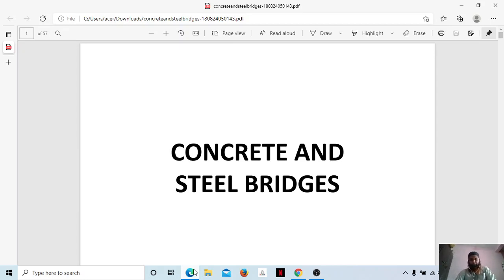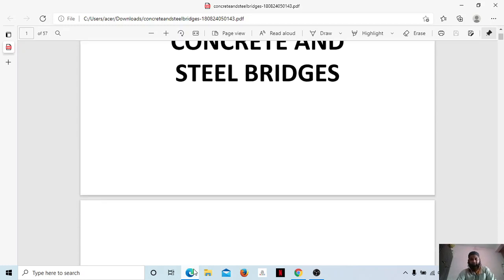Today, we'll be seeing this topic: concrete and steel bridges. What are the different types of these bridges, how are they designed, and what is the importance of each and every bridge? We'll be seeing that today. Let us start with it.